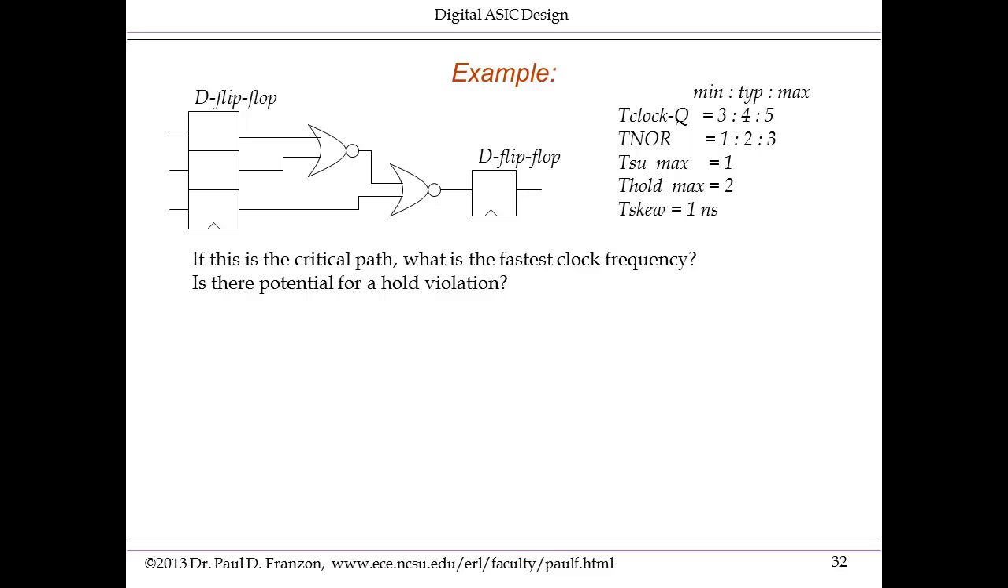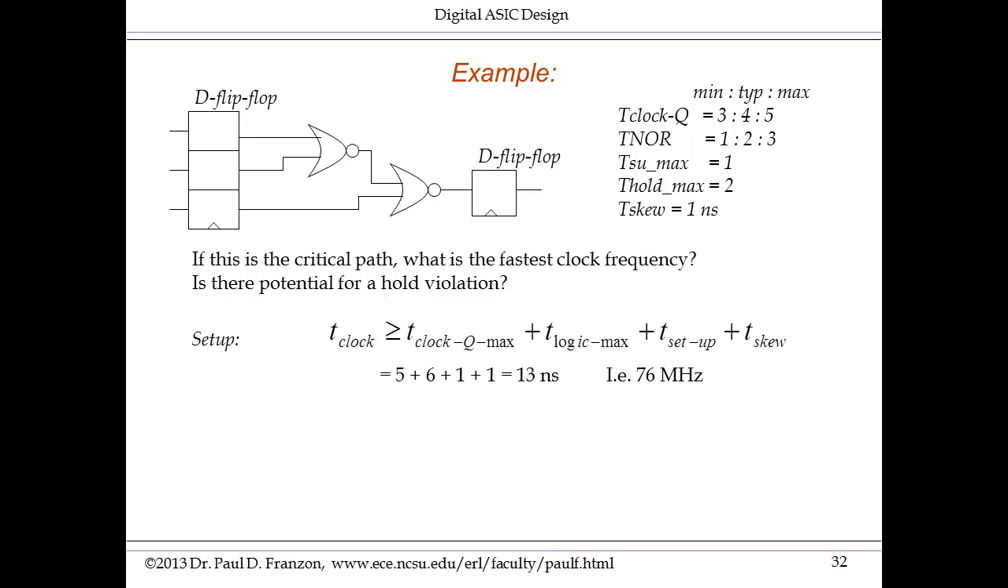What I'd like you to do is to pause this for a moment, calculate what is the delay of the critical path, and thus through the equations given, what is the fastest possible clock frequency for this design? And secondly, is there a potential for a hold violation? Okay, you've done that. Let's go and see if your answers are accurate.